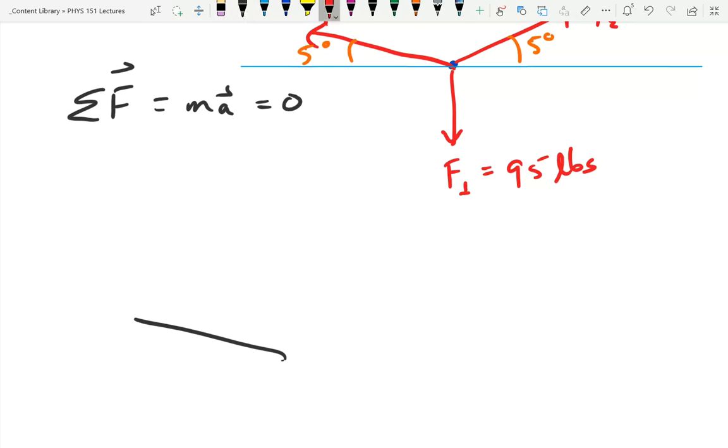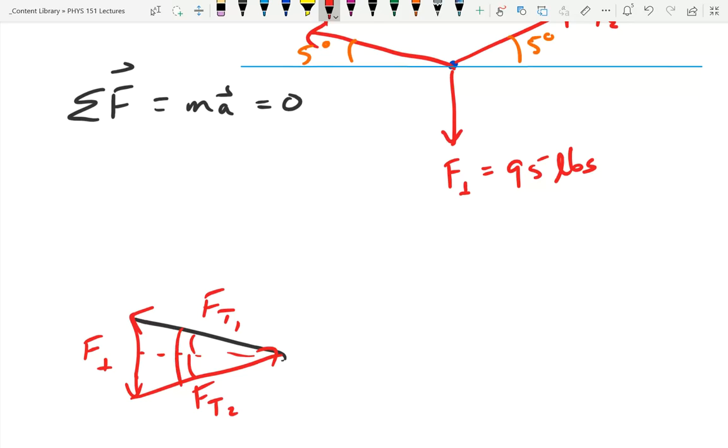I'm good at drawing. So this is force tension 1, force perpendicular, force tension 2, and I knew that it was 5 degrees there and 5 degrees there, so that makes this whole angle 10 degrees. So what do I know? I know these 2 angles are equal, so those angles have to be 85 degrees each.